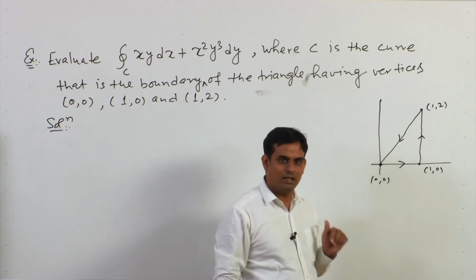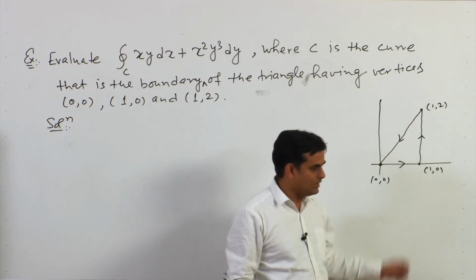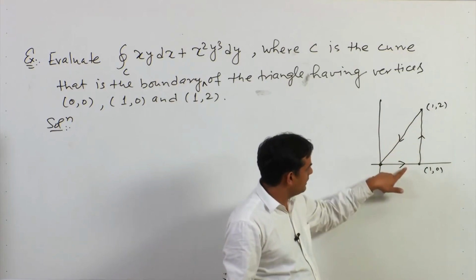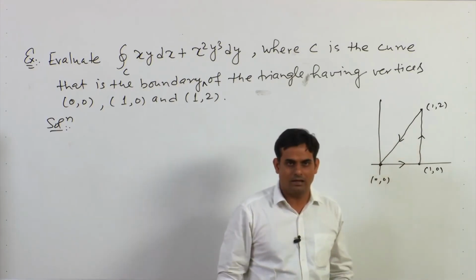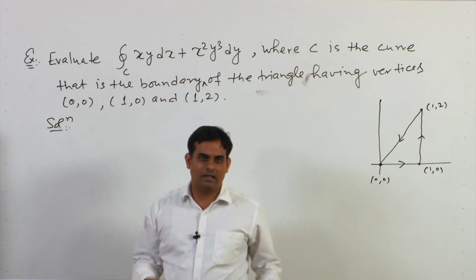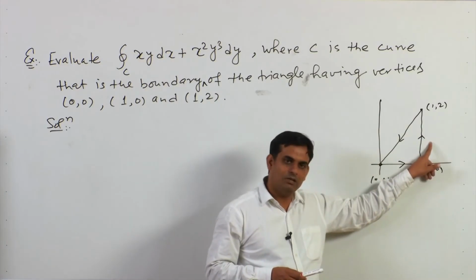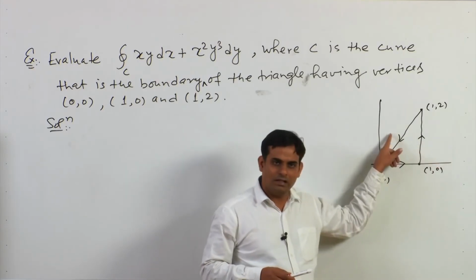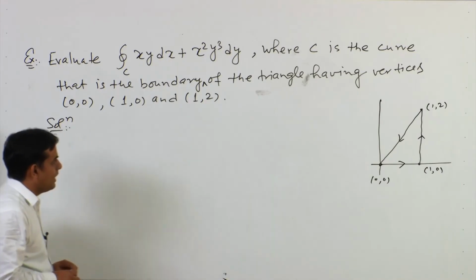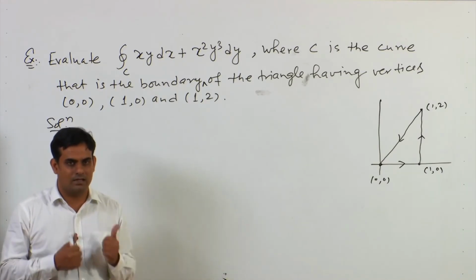We are having 3 arcs of C, one is from (0, 0) to (1, 0), that is smooth, (1, 0) to (1, 2), and so on. Let us say C1, C2 and C3. If I need to calculate this particular line integral, I need to calculate this integral first for C1, then for C2 and finally for C3, and then I need to add these results. Another way of doing it, let us apply Green's theorem.